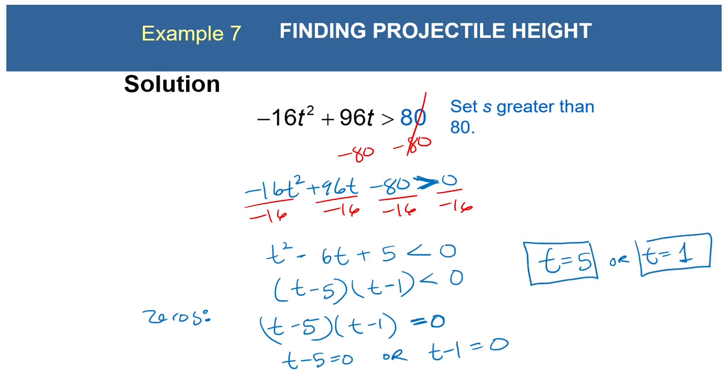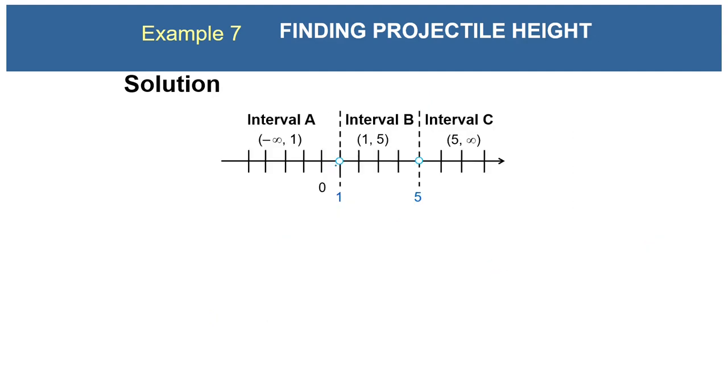Now let's go to our number line and put 5 and 1 on our number line. But remember, look at this symbol here. This is a less than symbol. So we're going to leave it as an open circle. Do not use a closed circle at 5 and 1. We have an open circle at 1 and an open circle at 5.